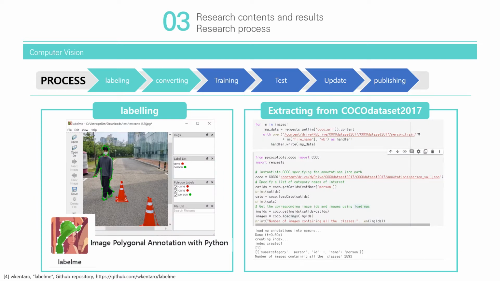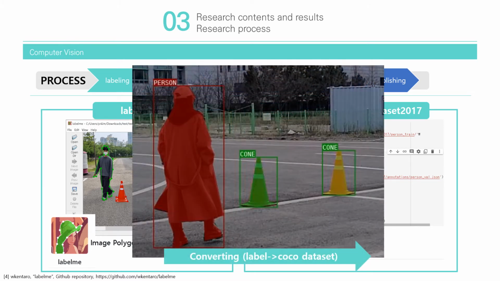To construct datasets, we annotated custom data using the LabelMe program. Moreover, we extracted person class images and annotation data from COCO dataset 2017 for getting a large amount of data acquired in more diverse environments. After that, we annotated with LabelMe and converted to the COCO format. And this is an image with segmentation information.